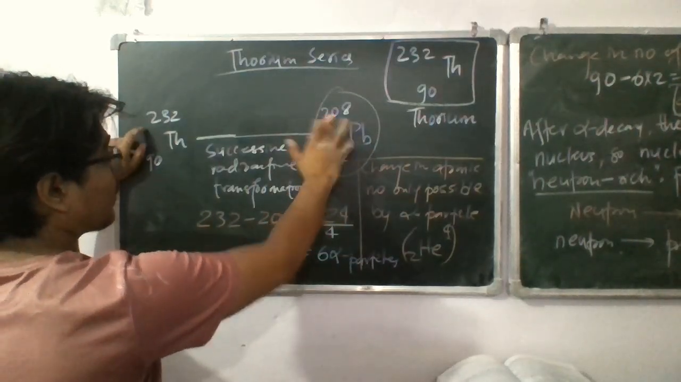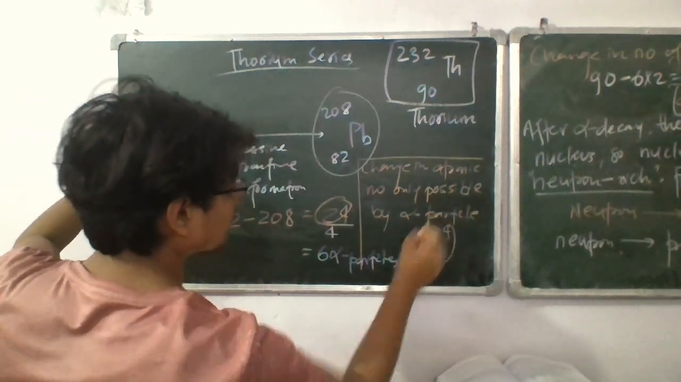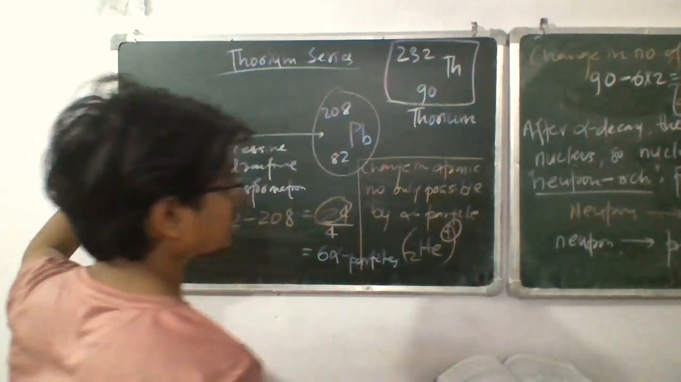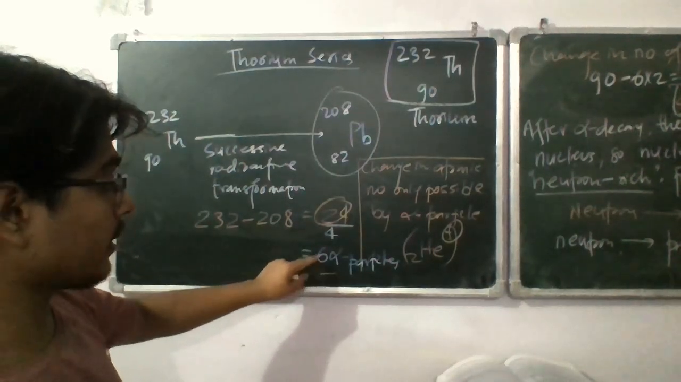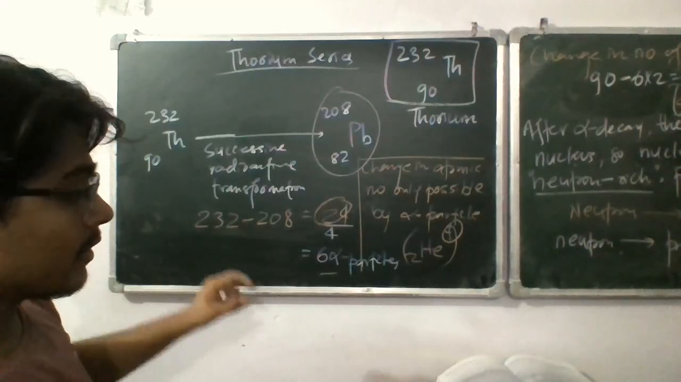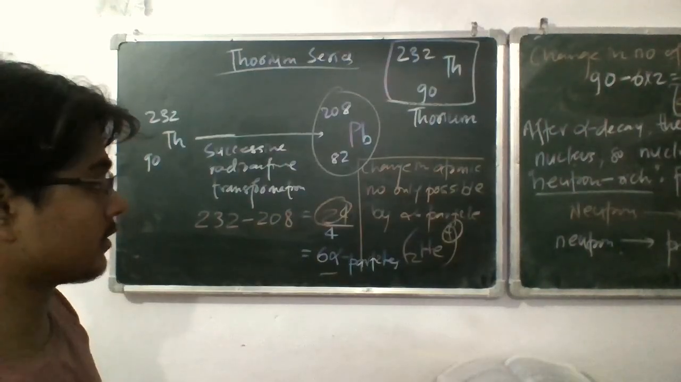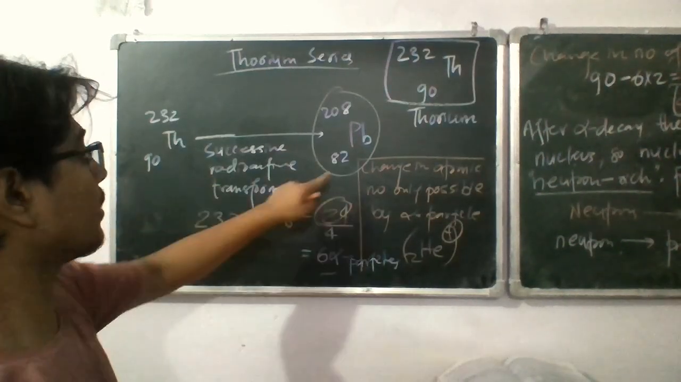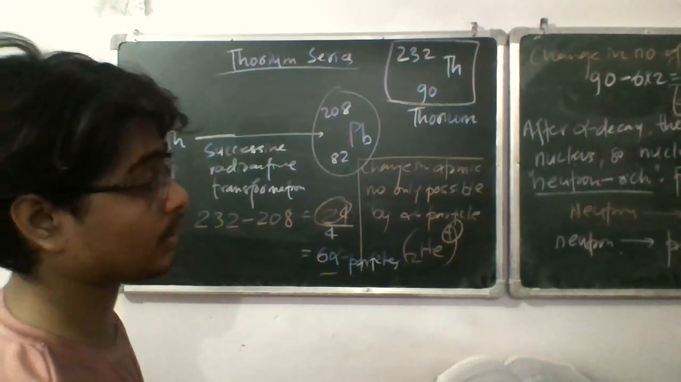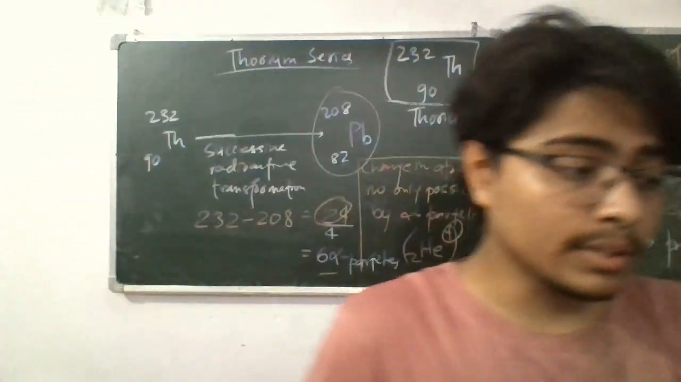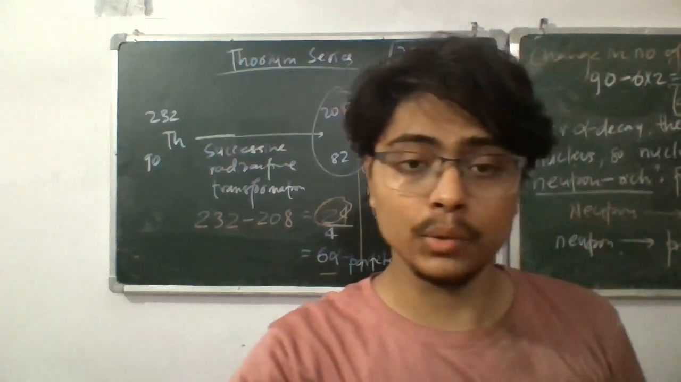So if you see here, the change in the atomic mass is 24, and we know if an alpha particle is 2He4, then we have to divide this by 4 to get the number of alpha particles. And we got to know that 6 alpha particles need to be ejected to get this stable configuration. But what about the change in the atomic number? To understand that, we need to track the number of protons and neutrons.